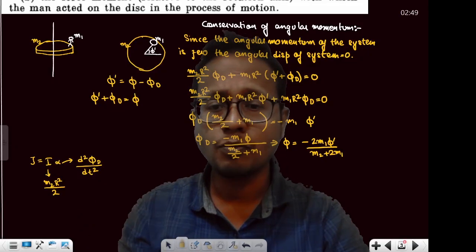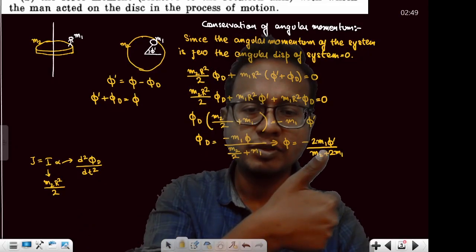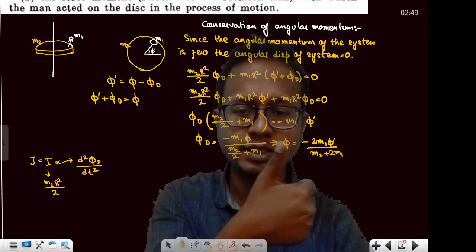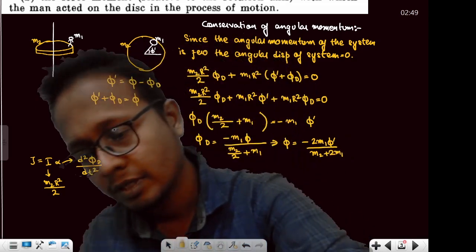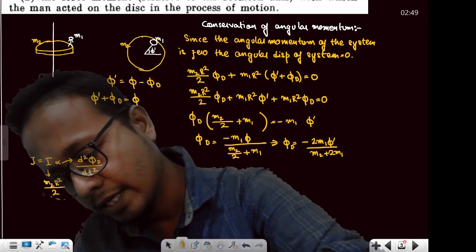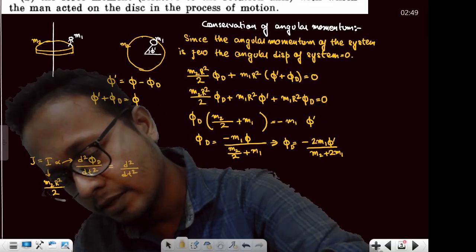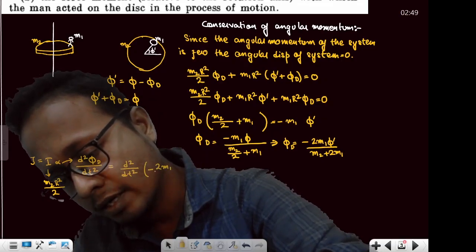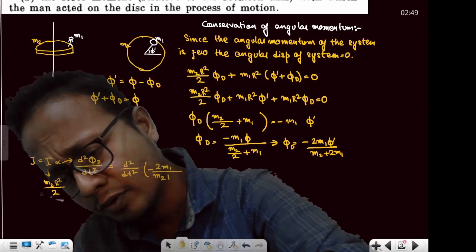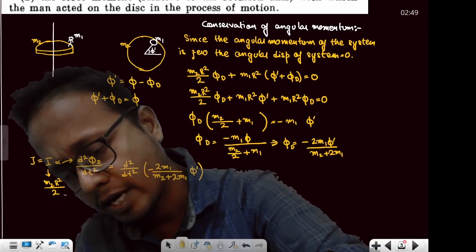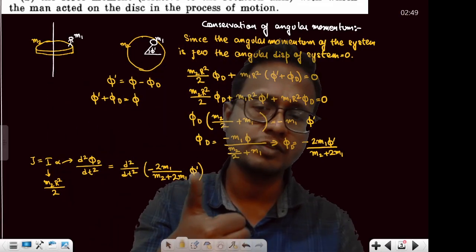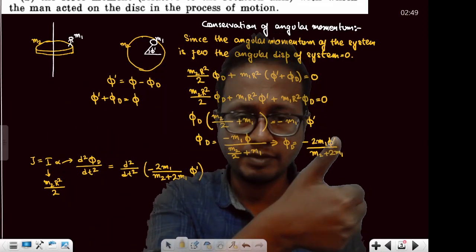And what was the displacement of the disk? Displacement of the disk was nothing but this value, isn't it? This is the displacement of the disk that I found out, no? Angular displacement of the disk. So I'll get d square by dt square into minus 2m1 divided by m2 plus 2m1 into phi dash, or angular displacement. This is nothing but angular displacement of the man related to this phi dash.